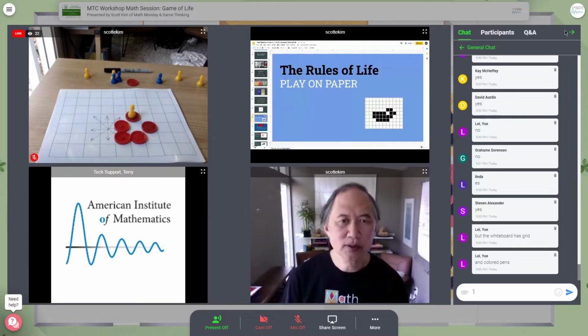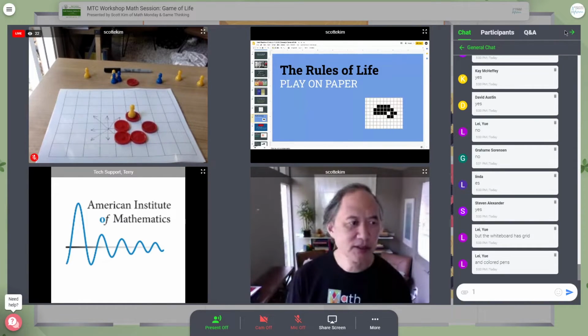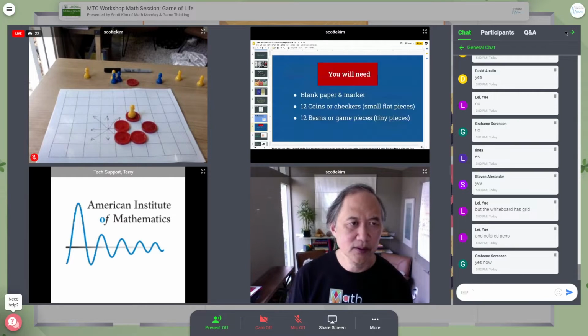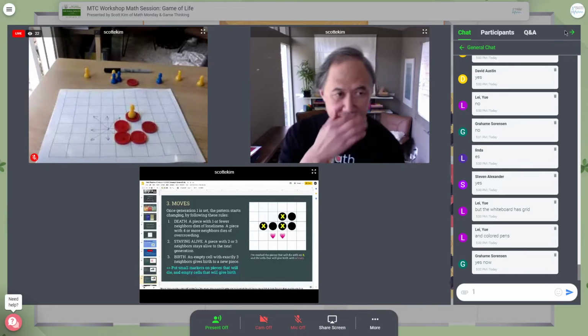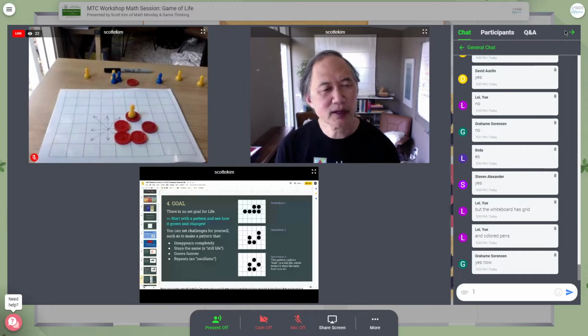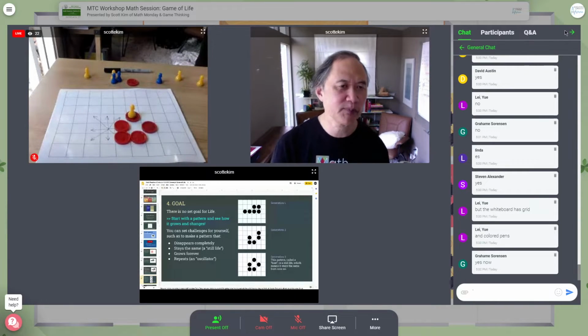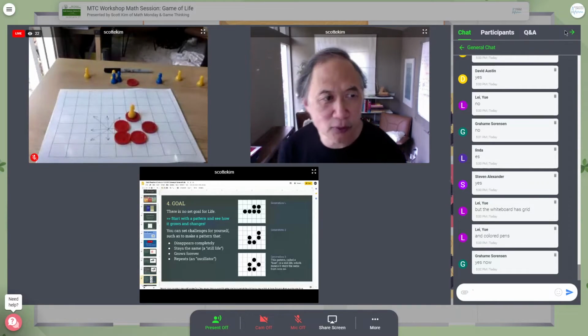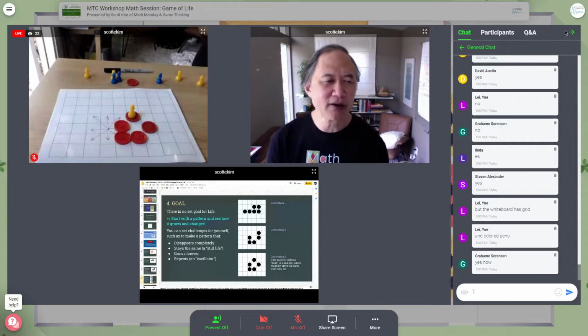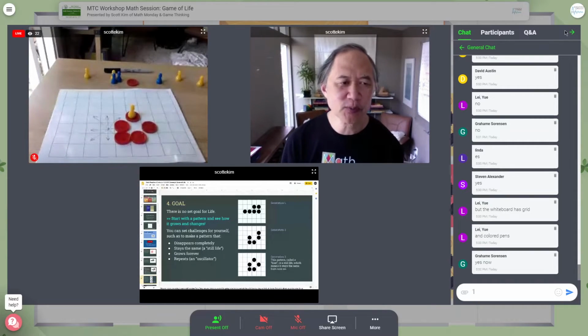Okay, so on my slide presentation, we went through the rules of life. I introduced life as a game, but most games have goals to beat another person. There is no set goal for life. It's pretty much start with the pattern, see how it grows and changes. We just went through this pattern on the right here. This is generation 1, generation 2, and generation 3.